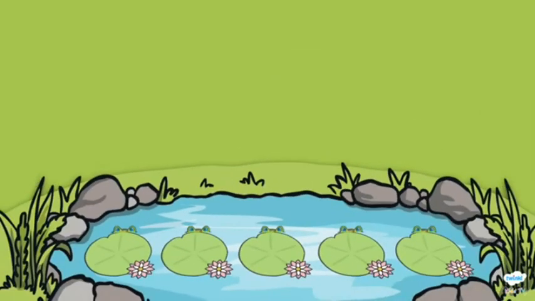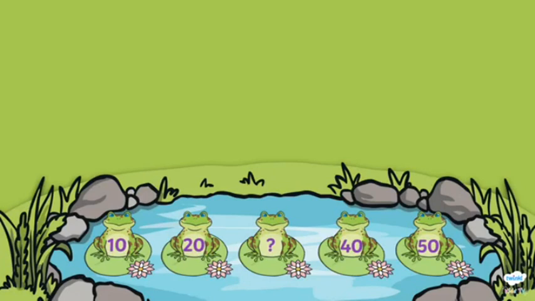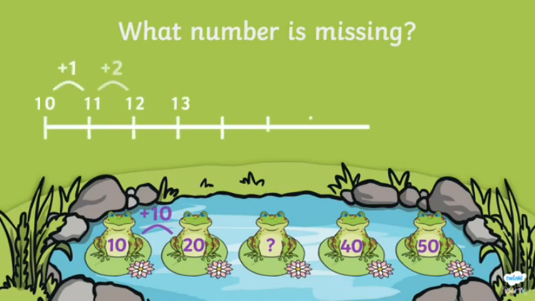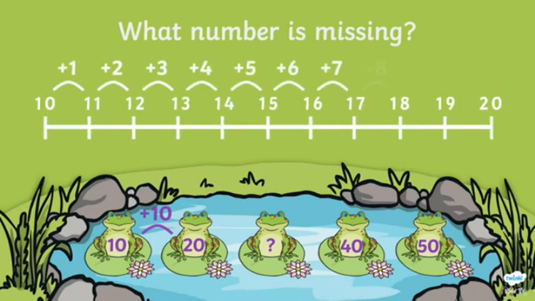The frogs have decided to play a game with us. One of them has decided to hide their special number from us. Can you help figure out what number is missing? Let's begin by looking at what we know and what we can work out. To begin with, find two numbers that are next to each other, like 10 and 20. Now it's time to work out what the difference is between these numbers. It's 10. 20 is 10 more than 10. This means that the numbers could possibly be going up in tens.